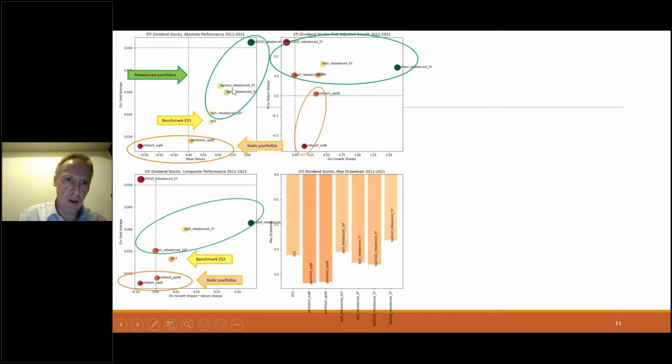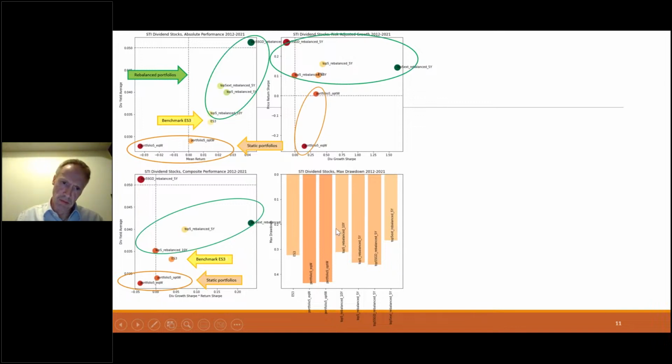So in the top left quadrant, you see here the rebalanced portfolios every 5 years and every 10 years. They now start outperforming the benchmark index or benchmark ETF, ES3. The static portfolios here at the bottom actually score much worse. So the rebalanced portfolios actually score better on all the metrics, have a higher dividend yield, better dividend growth Sharpe and return Sharpe than our benchmark index.